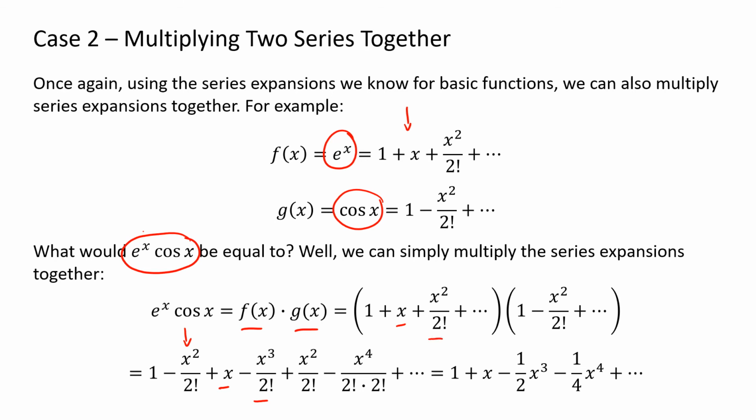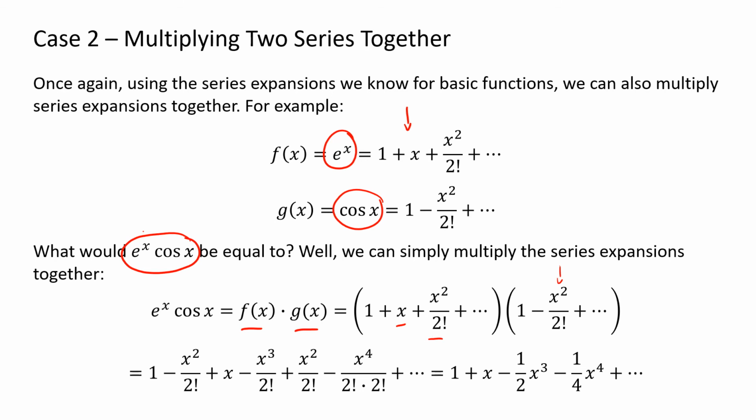Our third term, x squared over 2 factorial times 1, becomes x squared over 2 factorial. And our last term, x squared over 2 factorial times x squared over 2 factorial, becomes x to the exponent 4 divided by the 2 denominators, 2 factorial times 2 factorial. Now, what I like to do is to simplify it. Take each of the terms and combine them when they have the same x value and exponent.